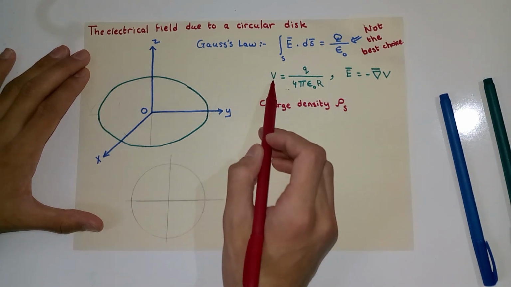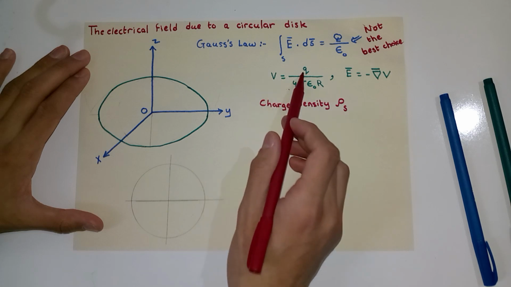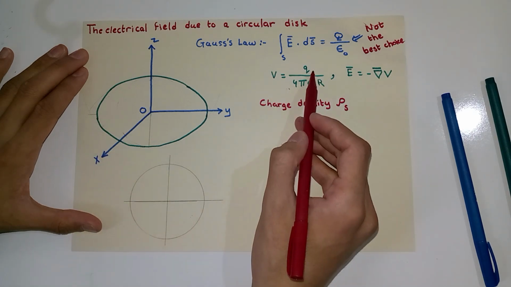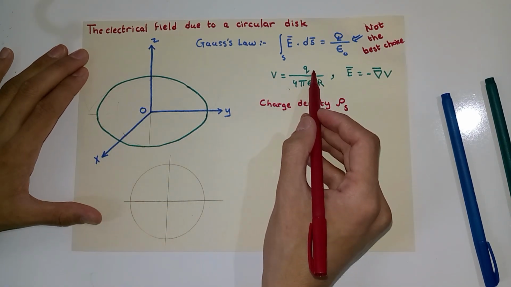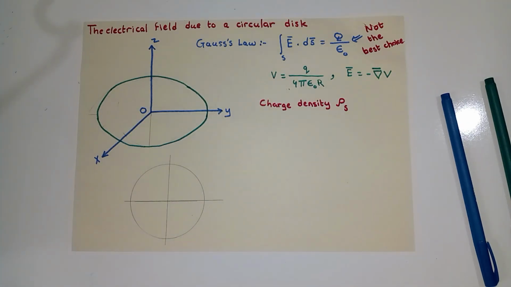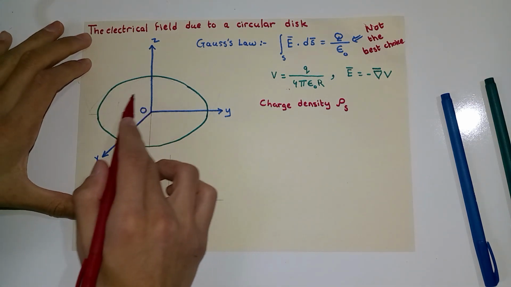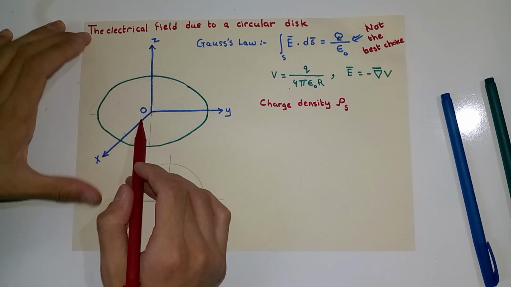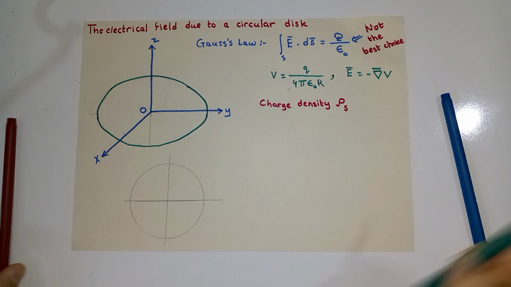Okay, now in order to use the electric potential equation, we want to find the total charge due to this circular disk, which is represented by Q. This form of this equation is ideal when we are dealing with discrete charges, but in this case the charges are distributed continuously on the surface of this disk. So it's better to use another form of equation.